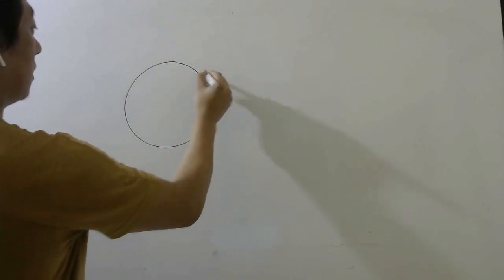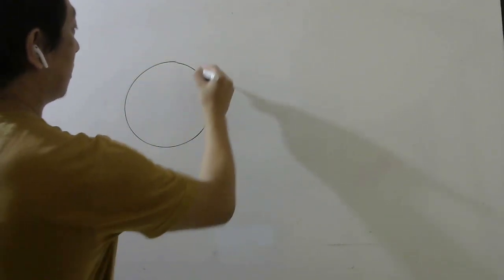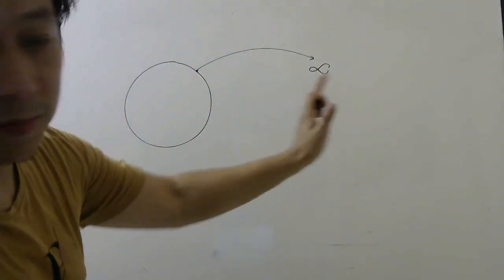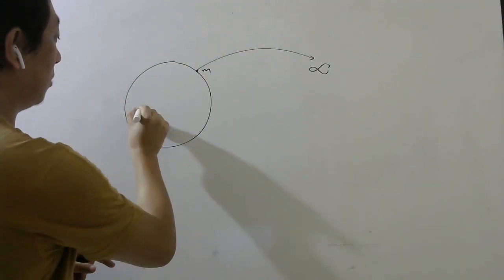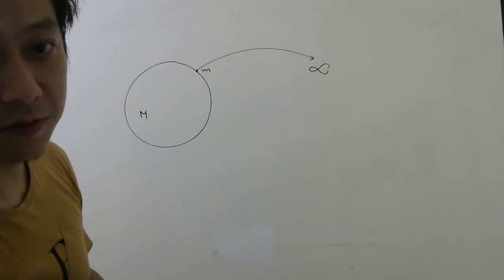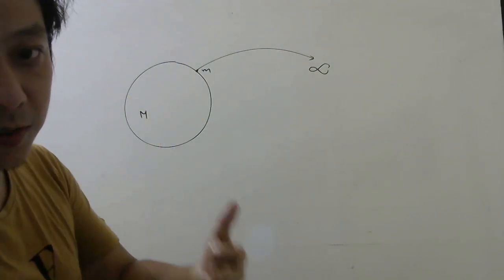Okay, now suppose you are here and your body is here and you want this to go to infinity. That means you want this body of mass m to escape from the gravitational pull. Then how much velocity should I give? To find that, we will use conservation of energy.